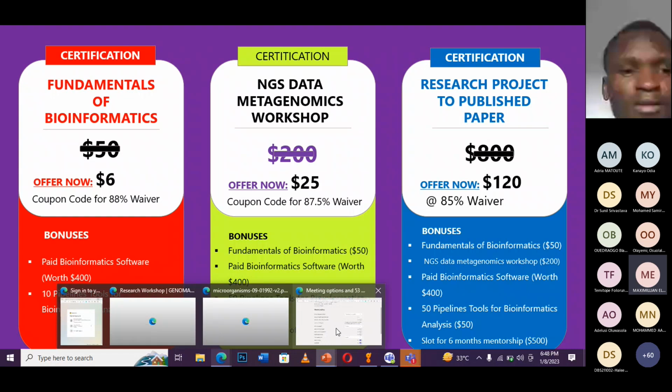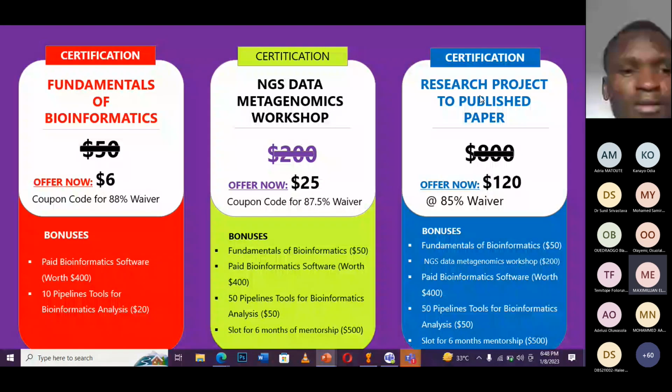I will show you one of the research papers that we did on a metagenomic study. So this is the research project to publish a paper. If you have a sample in a metagenomics study, this is for you.